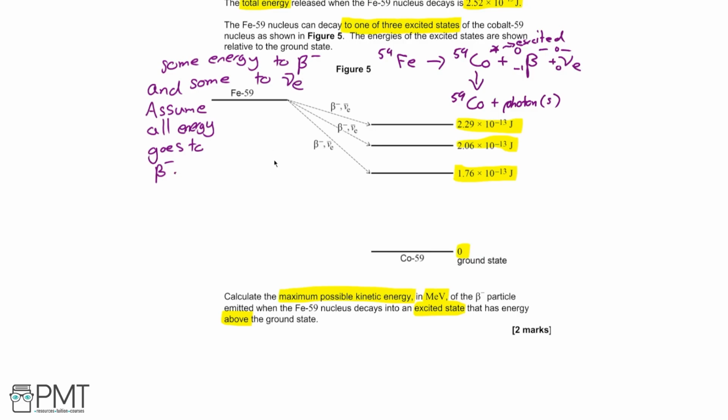So now we need to think about how the beta minus particle is going to get the maximum possible kinetic energy. The energy that it gets is going to be equal to the difference between the two states. In other words, we'll go from the iron-59 nucleus either to the highest excited state, to the middle excited state, or to the lowest excited state. This is the largest energy gap, the difference between the iron-59 nucleus and the lowest excited state.